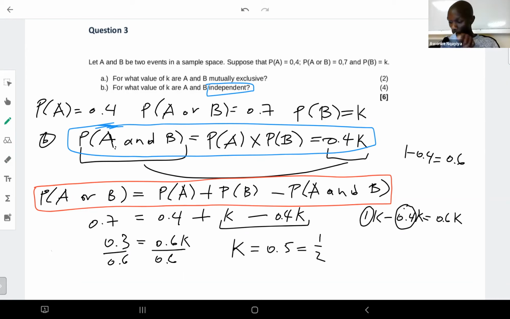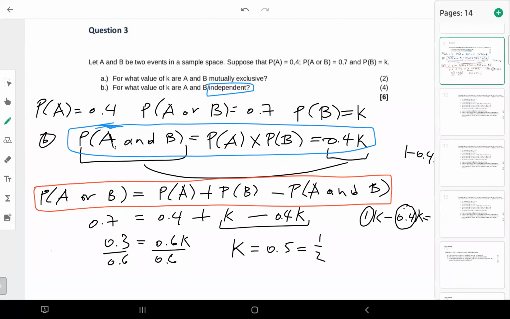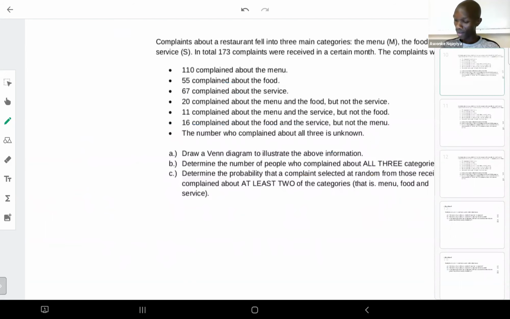So that is how we deal with mutually exclusive events, independent events, and stuff like that. Are there any questions? I'm good, sir. Okay. Are you good with how we added K with the negative 0.4K?